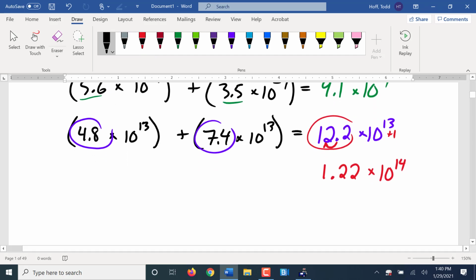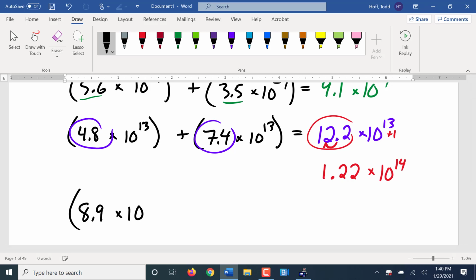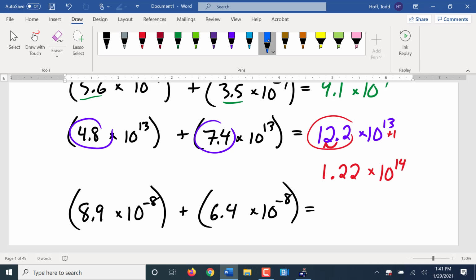Be careful when we get into the negative powers. If I have 8.9 times 10 to the negative 8th plus 6.4 times 10 to the negative 8th, they have the same name, so we'll go ahead and add. What's 8.9 plus 6.4? Careful.